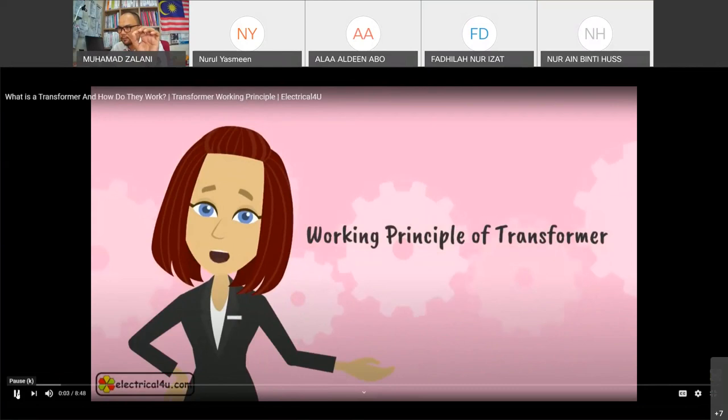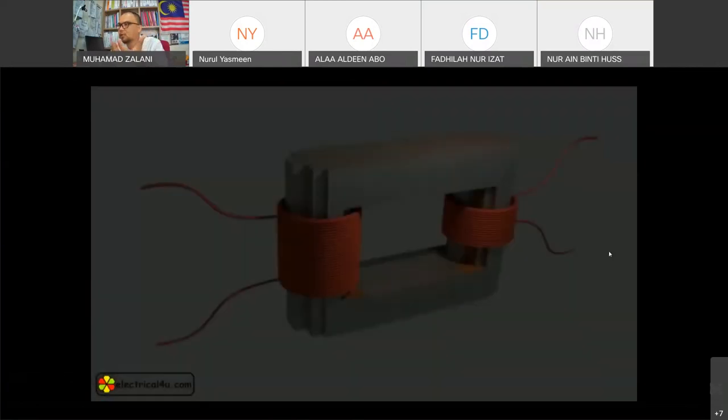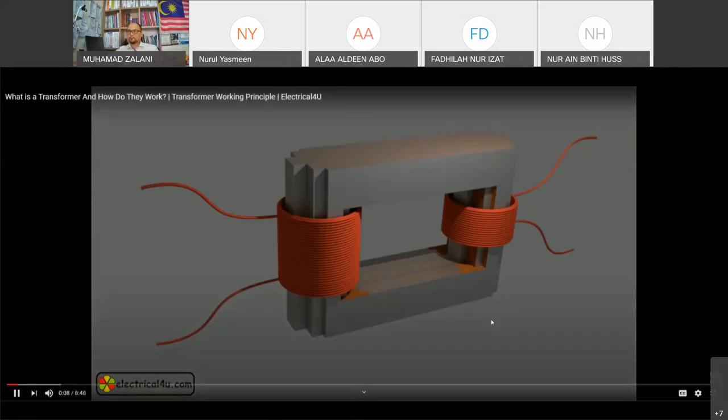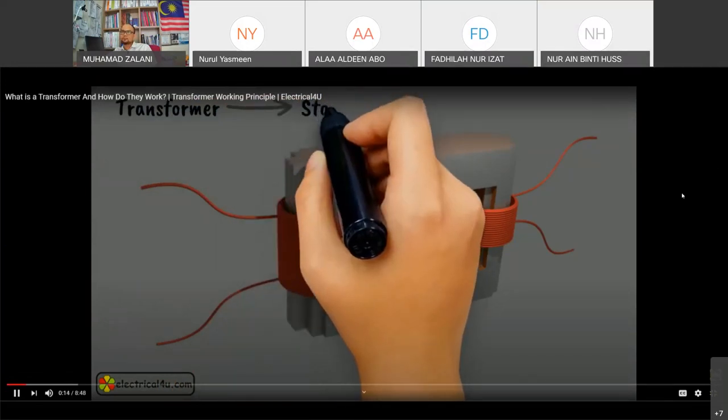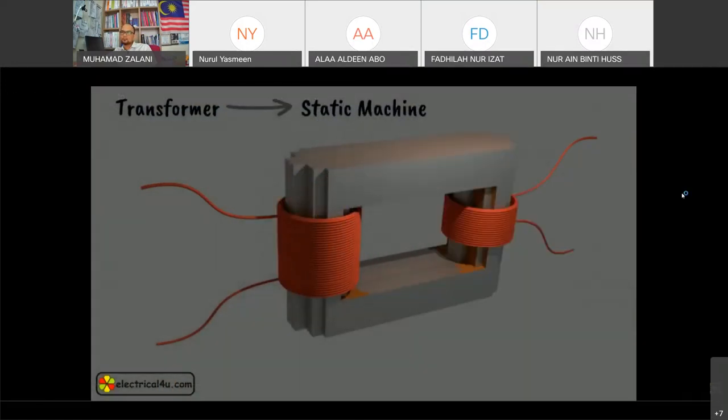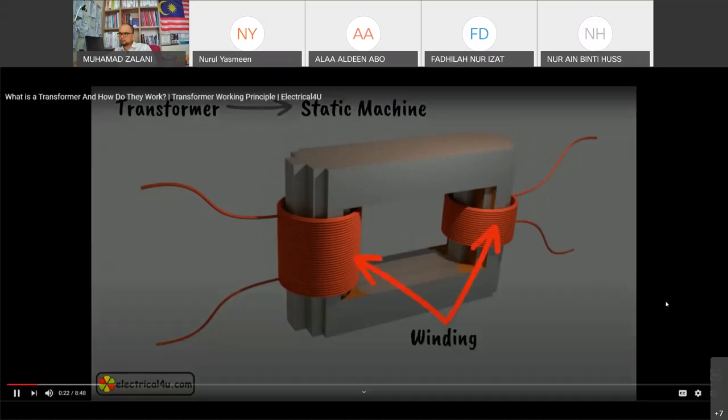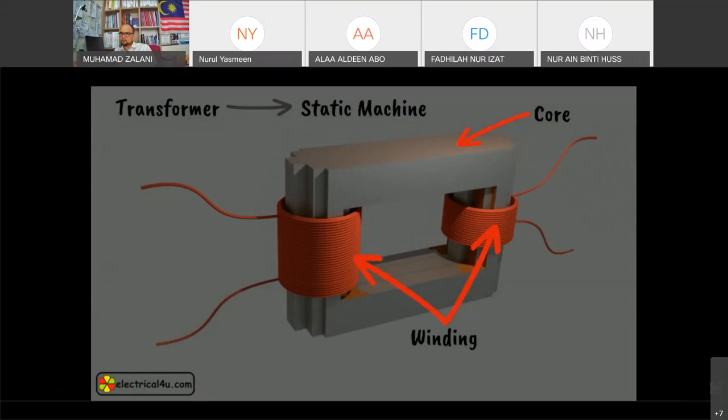Working principle of a transformer. A transformer is a machine, but it does not have any moving part. That is why a transformer is referred to as a static machine. A transformer has three main parts, and a metallic core on which the windings are wound. Windings are in the form of coil made of a good conductor of current. The windings of a transformer play a main role in the machine. The winding coils behave as an inductor.